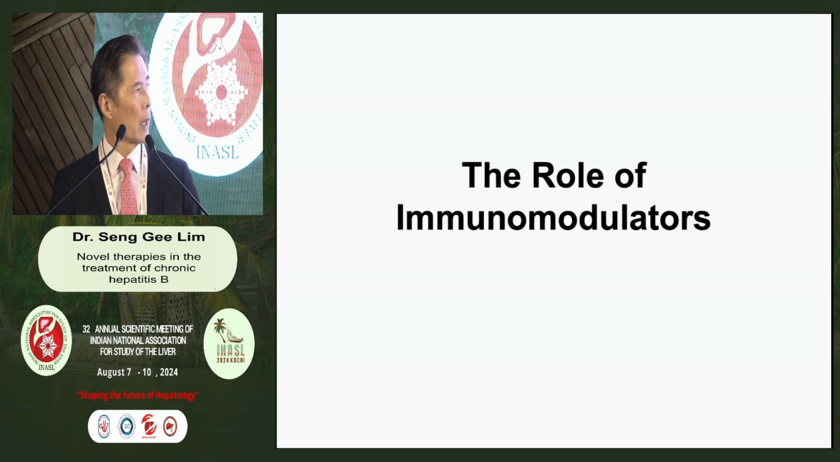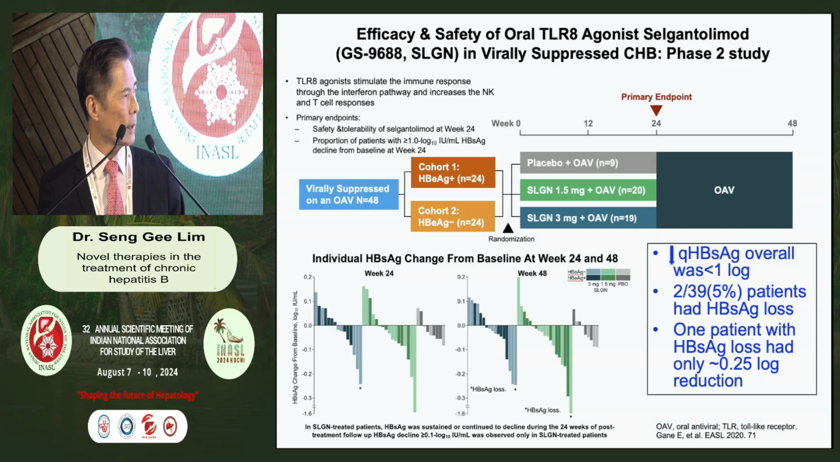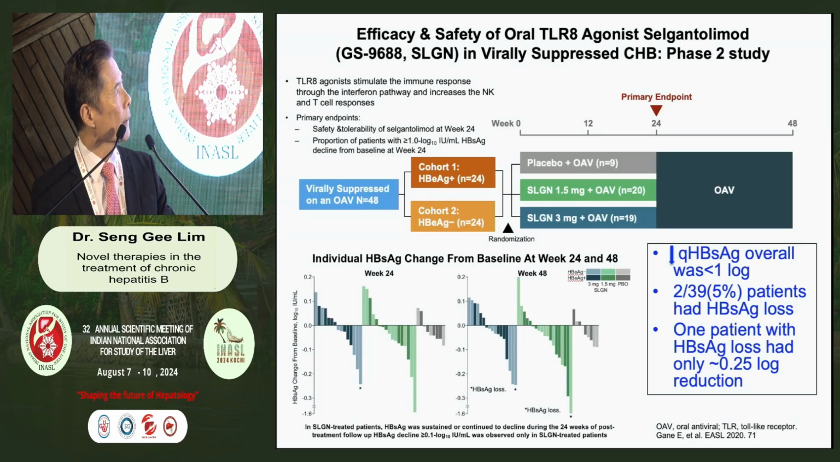What about the role of immune modulators? Well, this is quite an old study looking at the Gilead TLR8 agonist, selgantolimod. It's a phase 2b study, and there were two doses, 1.5 and 3 milligrams. 3 milligrams in blue here, and 1.5 milligrams in green. You can see that after 48 weeks, there's a heterogeneity in response. Some patients actually had a very good response, and some patients had a very poor response.